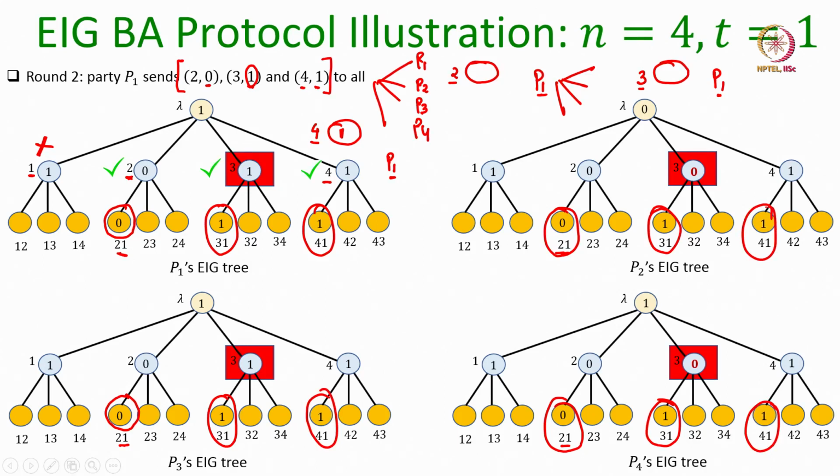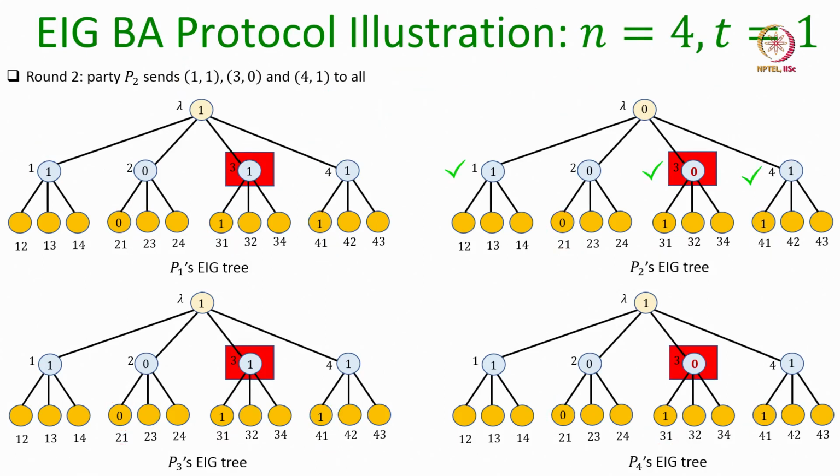That is what P1 will do. In parallel, remember, as I said, when I say communication round, everyone is communicating to every other party in the particular round parallelly. So, in round number 2, P2 will send the value of this node, the value of this node, and the value of this node to everyone else. Sorry, the value of this node will not be communicated, because its label includes the identity of party 2.